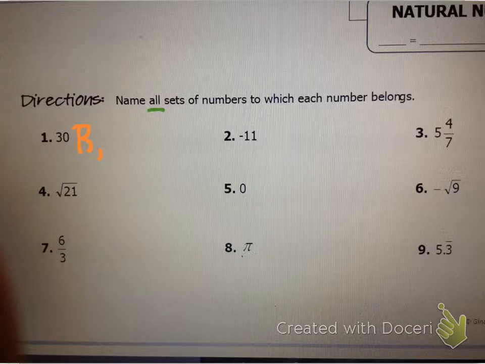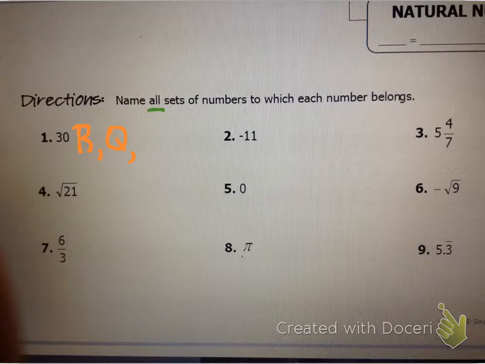Let's take the next step. Is it rational or irrational? Well, it doesn't have a decimal, and it doesn't keep repeating, so repeating would be rational. It's not an irrational, so that means it is a rational, so that's a Q.